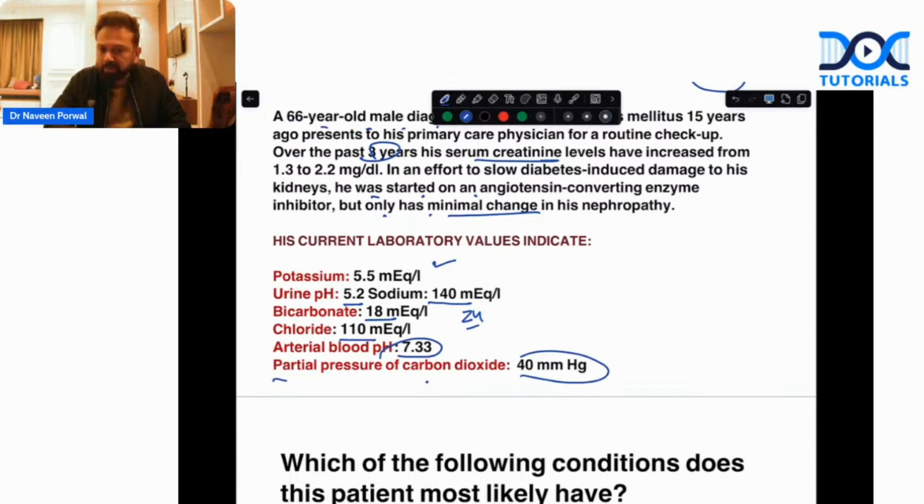Is it metabolic acidosis, metabolic alkalosis, respiratory acidosis, or respiratory alkalosis? What do you think the answer is? See, it is 40 mmHg, so it is not a problem. It is normal. The problem is with bicarbonate. So it is metabolic acidosis. There is some problem when there is a metabolic acidosis.